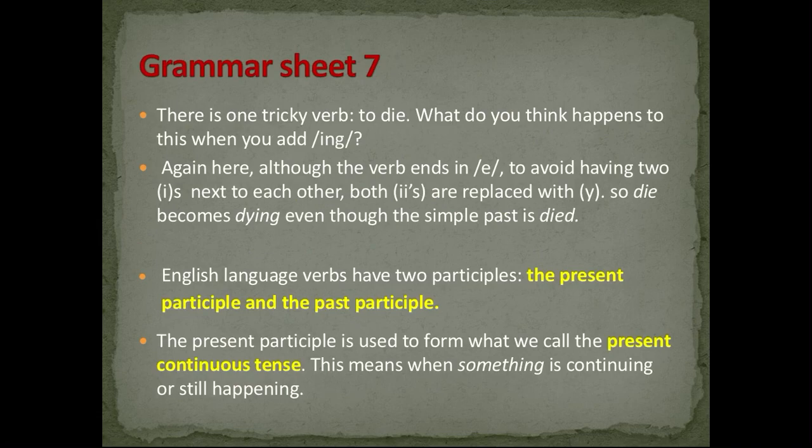So English language, as I mentioned before, has two participles, the present participle and the past participle. So this is the present participle. As I told you, we use it to form present continuous tense. That means something is continuing or still happening. So this is our present participle, adding -ing to make the verb as still happening. Walk, walking. Talk, talking. Jump, jumping. Read, reading. That means you are still doing those things. This is coming from the word continue, or continuous, which means it's still happening.